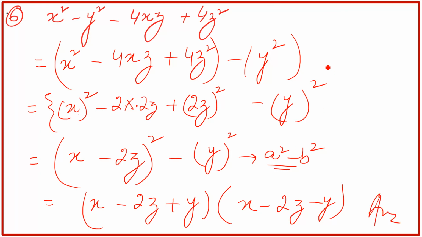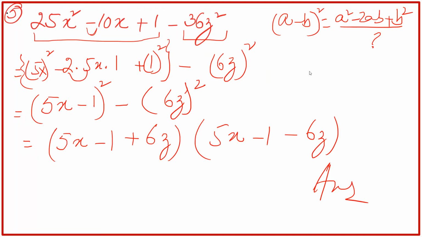So here we have used two formulas. One is a square minus b square, the other one is a minus b whole square, which is equal to a square minus 2ab plus b square. Right? So in this factorization, we have learned how to do the factorization based on a minus b whole square, a plus b whole square, a square minus b square.